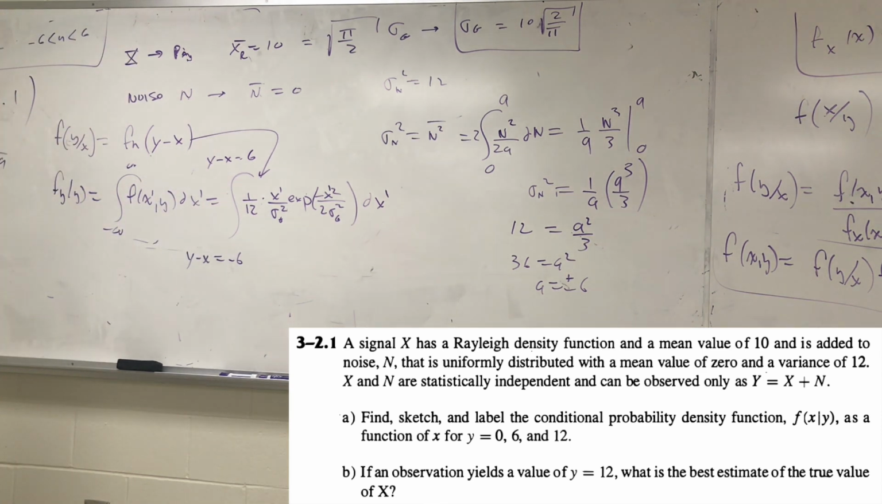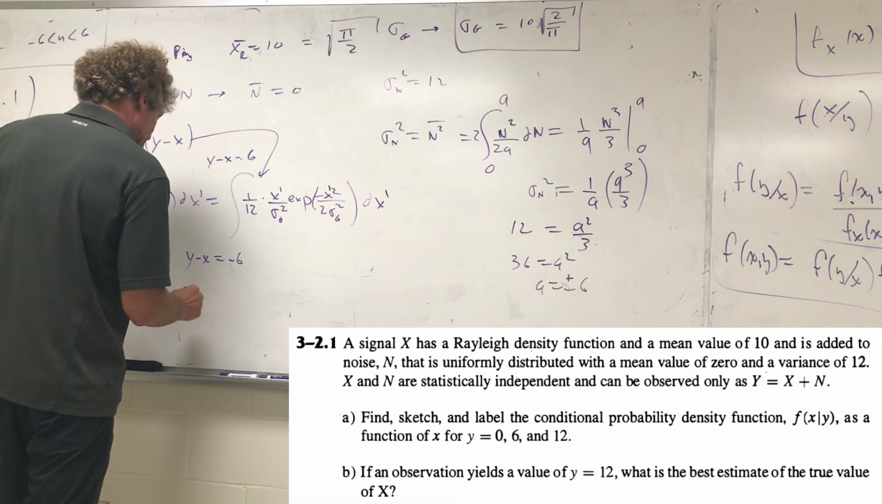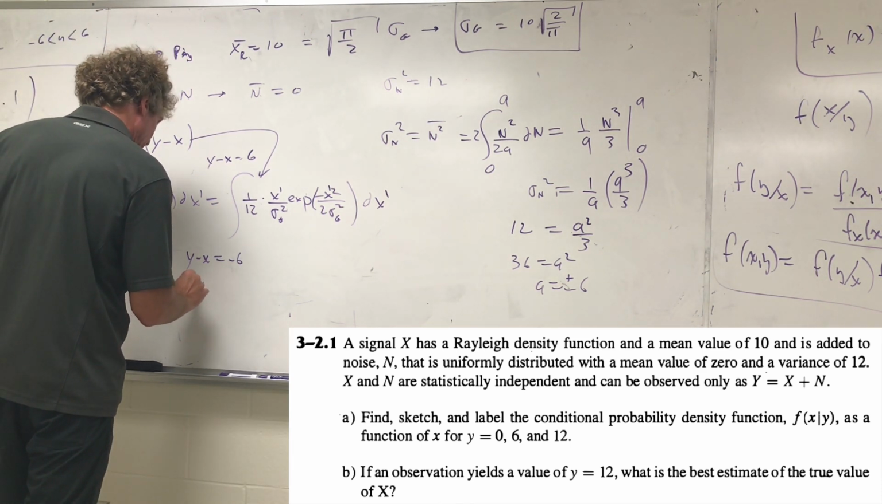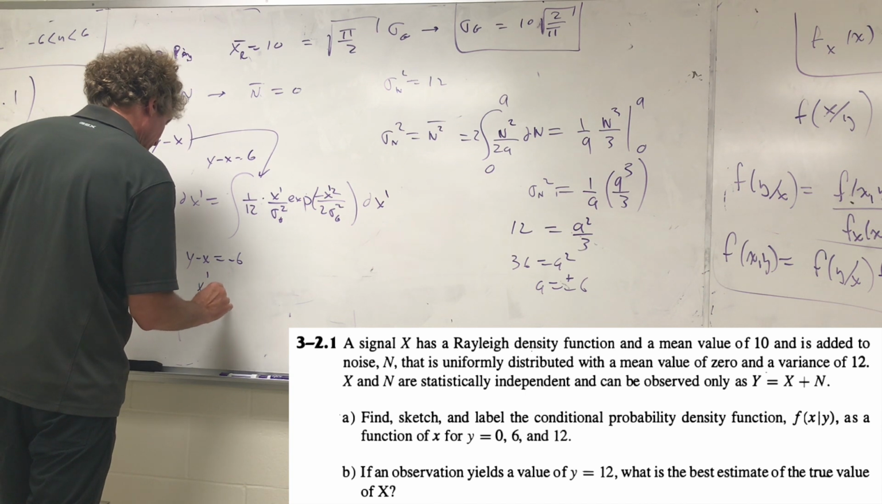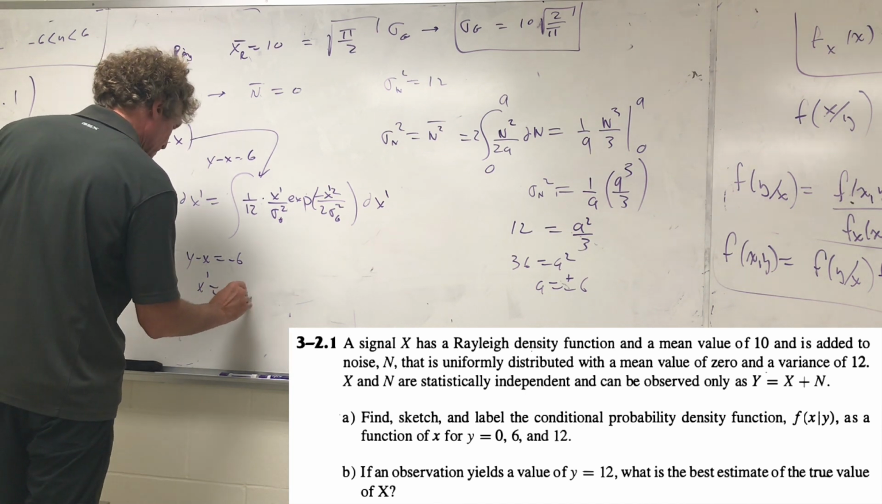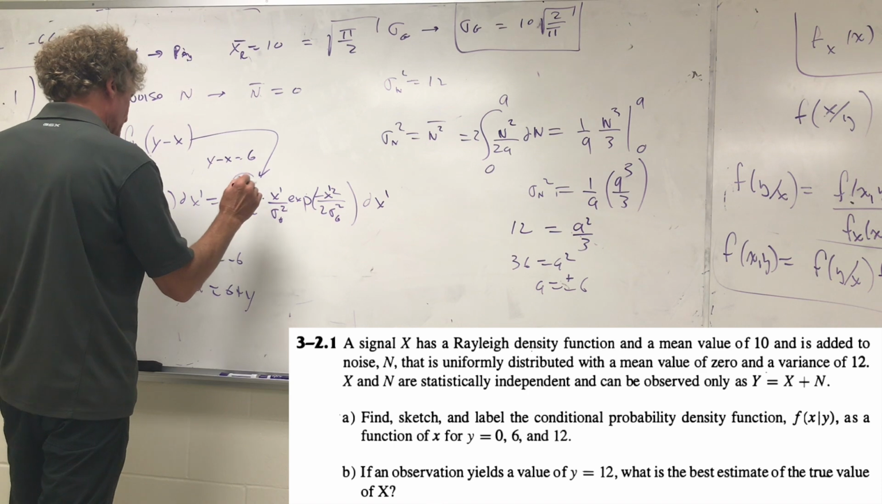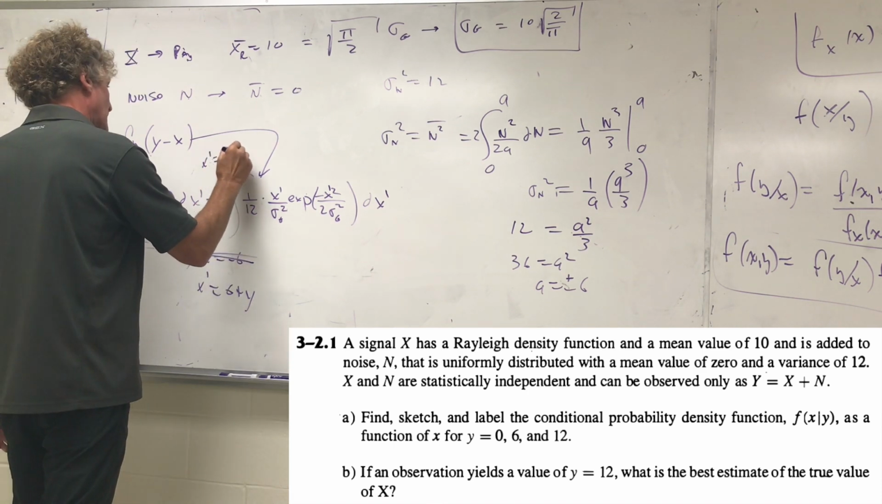Y'all follow me on this, class? And the way he does it, since it's a dx prime, it's going to be x prime equals 6 plus y, and this is going to be minus y.